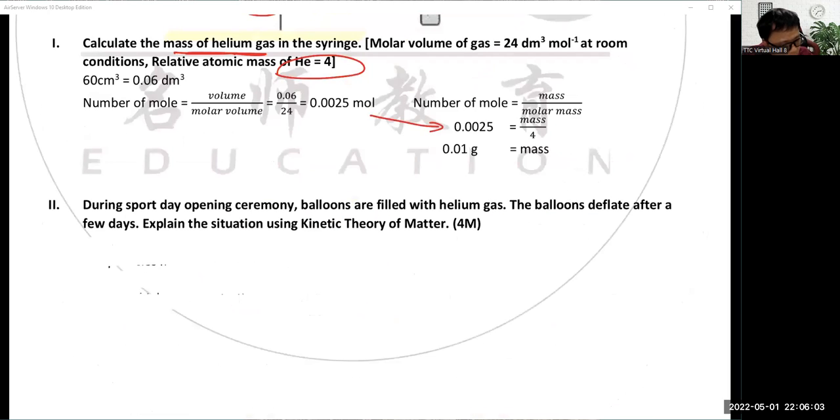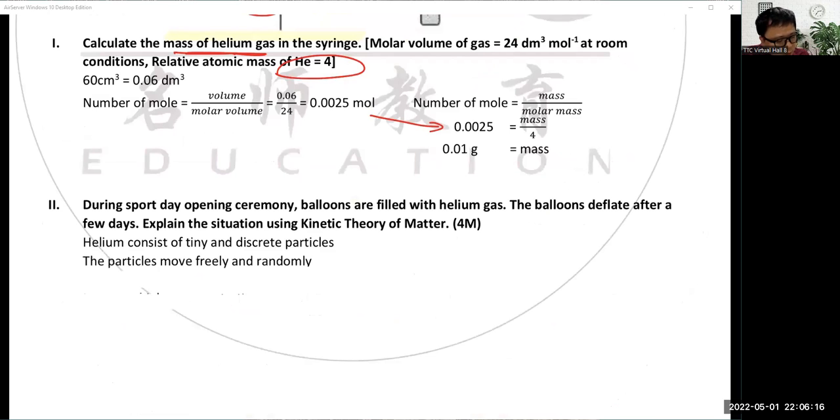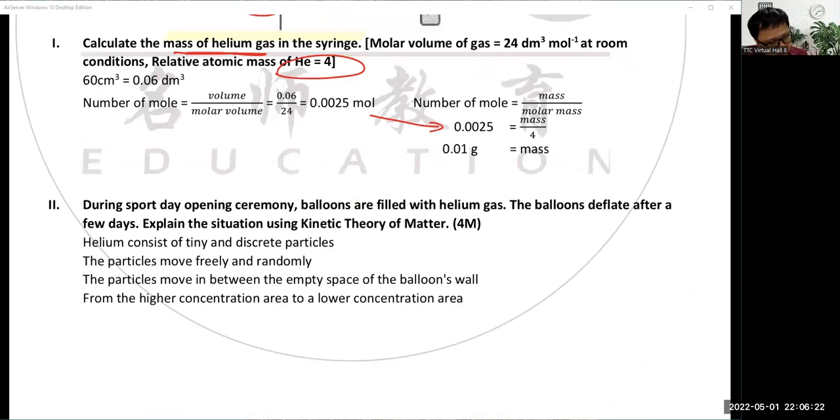During the sports day opening ceremony, a balloon was filled with helium gas. The balloon deflated after a few days. Explain this. Very simple. It's all tiny and discrete particles, and the particles move freely. So they actually go through the empty spaces in the balloon wall, from a high concentration area to a low concentration area. So this is about diffusion. The helium particles actually diffuse out from the balloon.